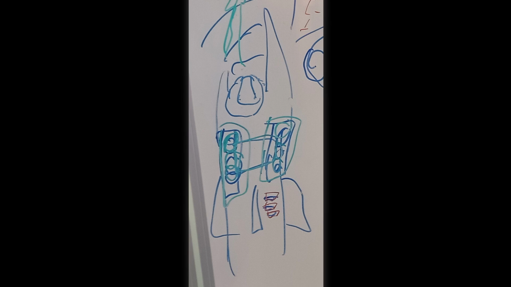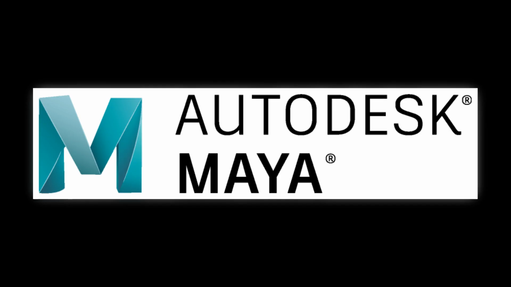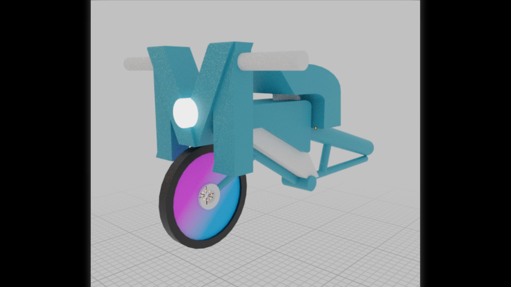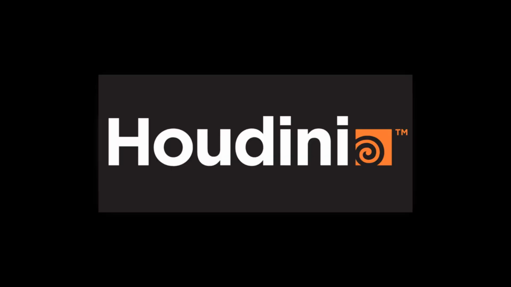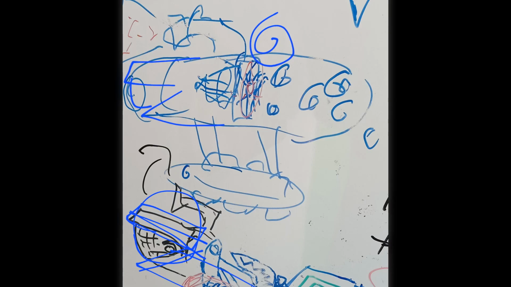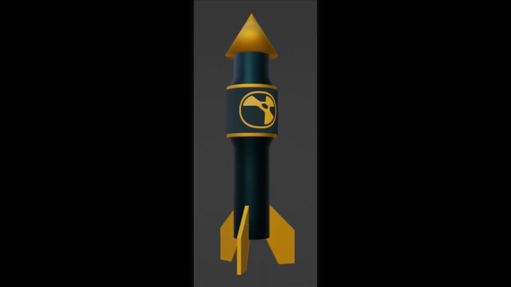For Cinema 4D, I thought it'd be really cool to have this dramatic spaceship rocket thing. Maya, I decided it would be cool to have as a motorbike. Houdini was a submarine excavator. But yeah, and then there was Nuke.